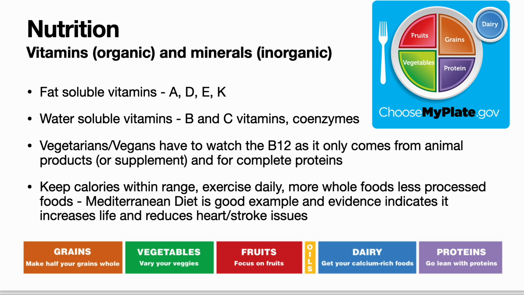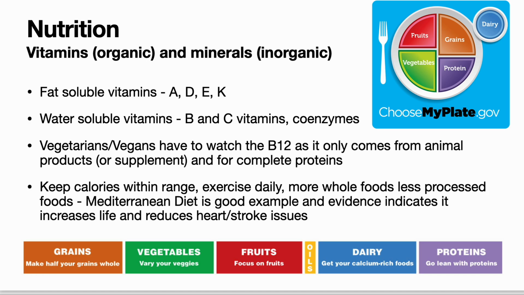Important to note that vegetarians and vegans just have to watch the vitamin B12, because it really is only found in animal products or via a supplement. Those supplements are made from bacteria, which might violate what it is you're trying to accomplish as a vegetarian or vegan. But you do need to keep that in mind, because B12 is super important to red blood cell formation. Totally doable. You just got to be thoughtful in making sure that you're getting enough of it in your diet.